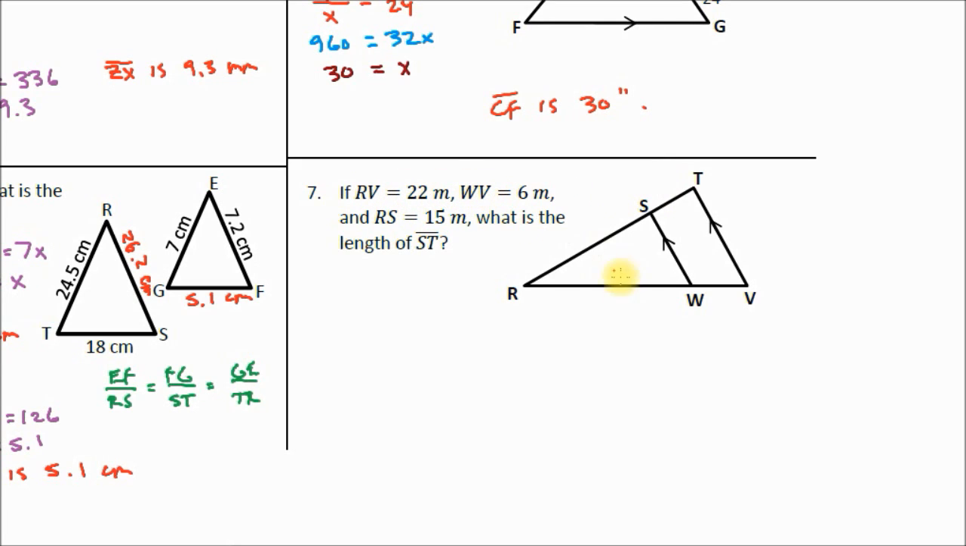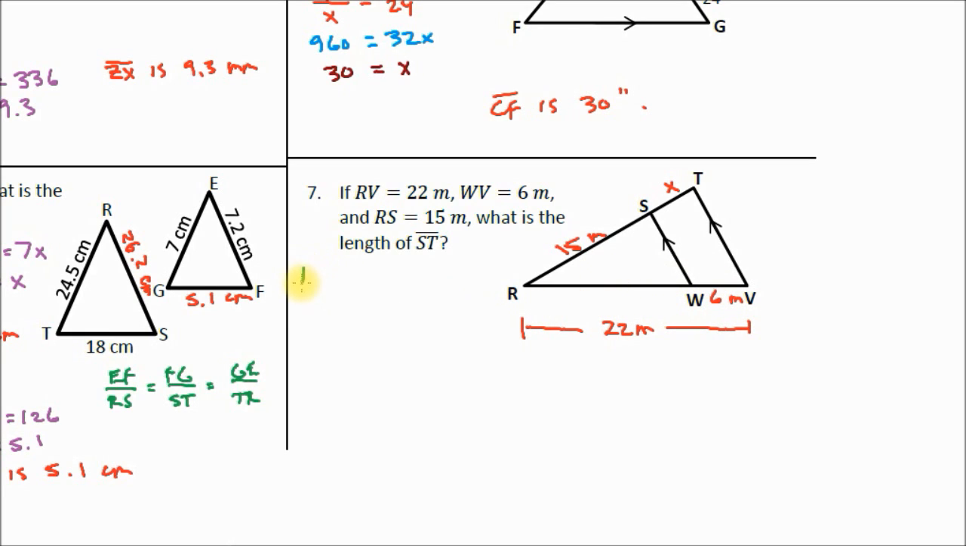RV is 22 meters, so that class is the whole thing, 22 meters from R to V. WV is 6 meters. RS is 15 meters. And ST is what we don't know. Now our problem here is we need to know what RW is to use triangle proportionality. We have to do it by an equation. So we know that RW plus WV is equal to RV. Those two line segments together add up to the whole thing.